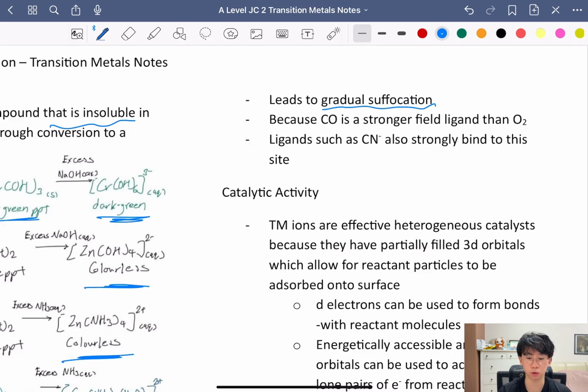This is because your CO is actually a stronger field ligand than O2. And there are also other ligands such as CN- that strongly bind to this site, which is why people can also die from cyanide poisoning.